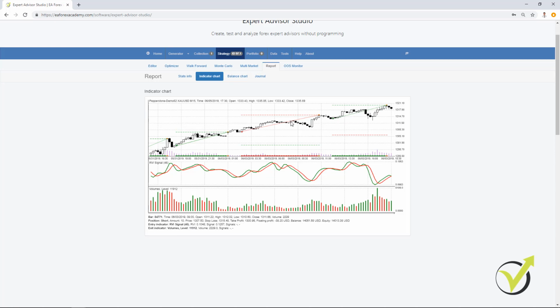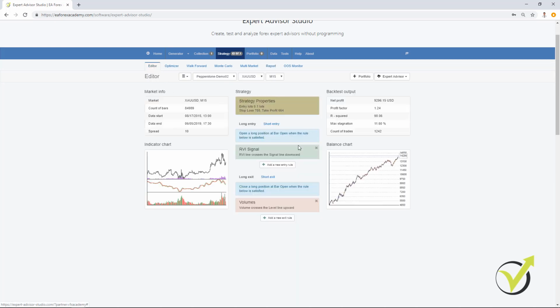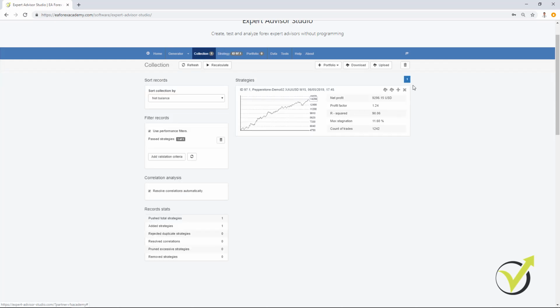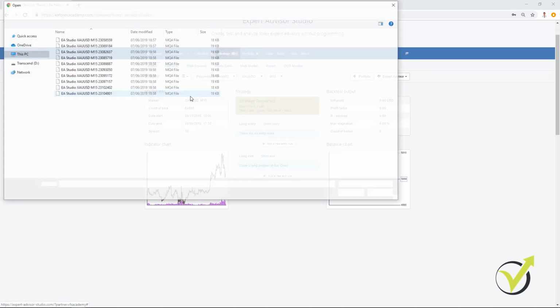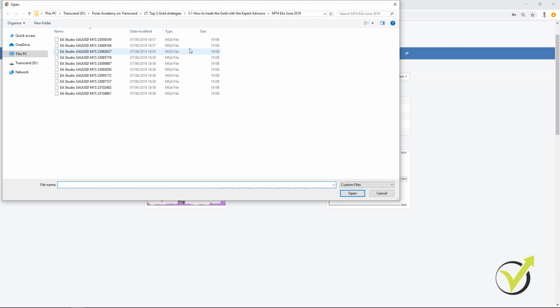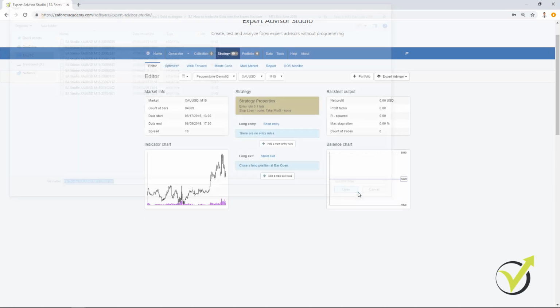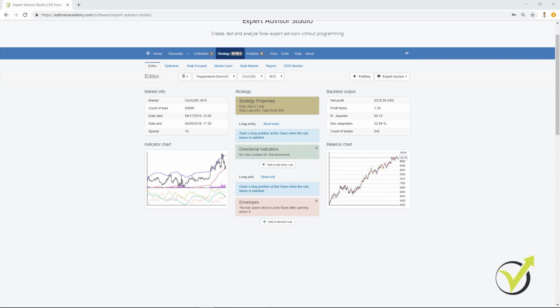Alright, so this is how the first strategy works. 2 indicators, stop loss and a take profit. You can see it has a very nice balanced chart so far. Okay, I will remove this strategy from the collection and I will upload the next one. It will be the one with magic number ending on 184. I click on open. What we have here is the directional indicators and envelopes as an exit condition.